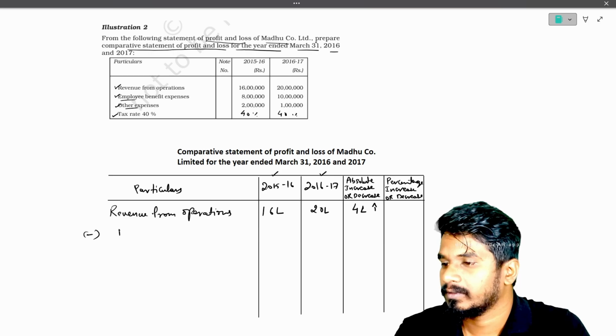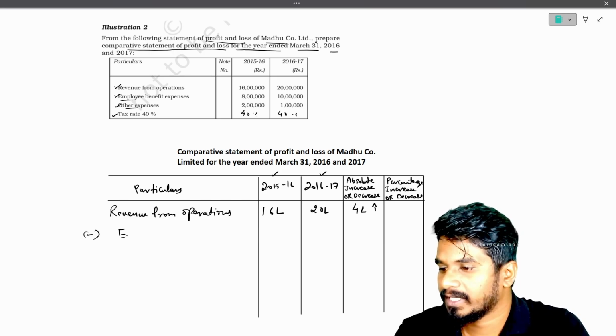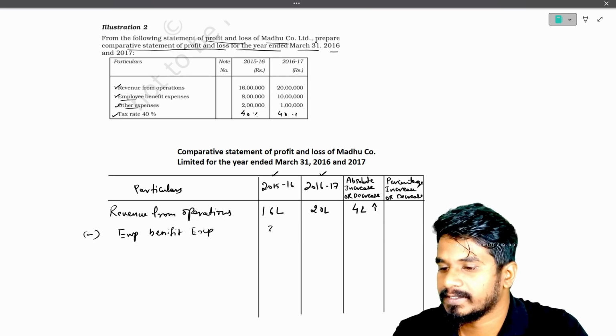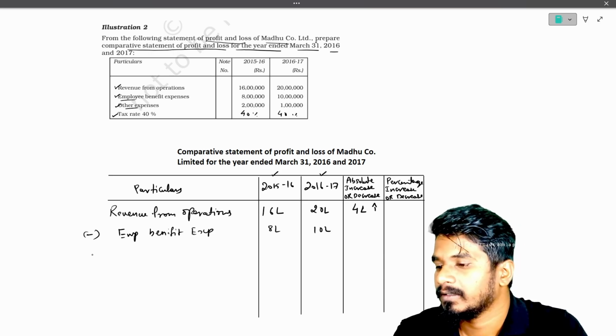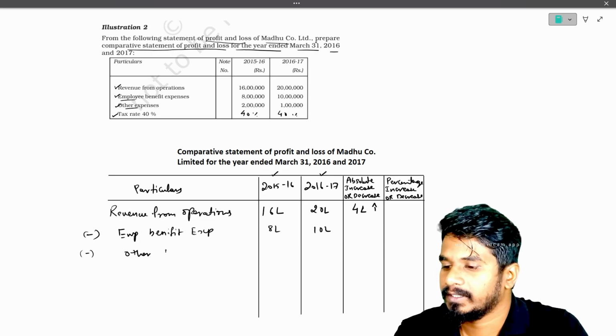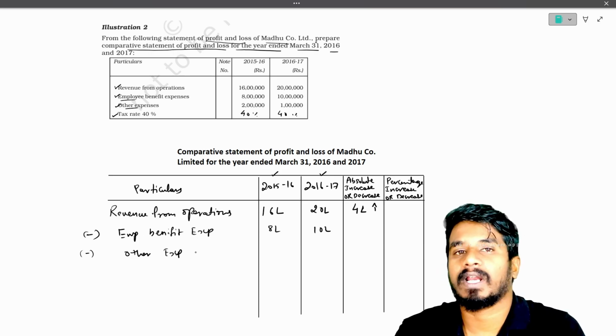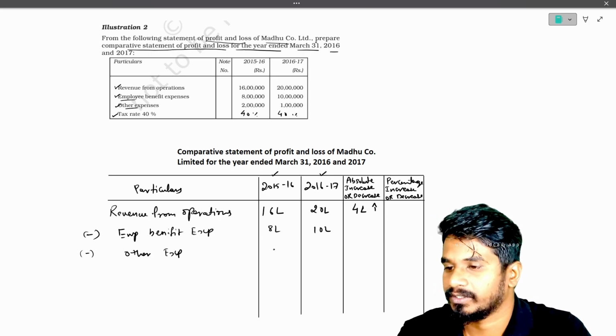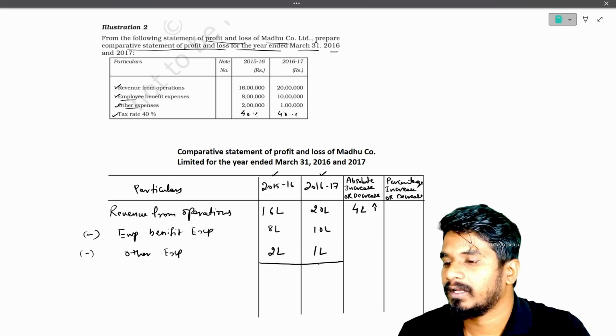So what they have given, employee benefit expenses, and how much is it, 8 lakh and 10 lakh. And they have also given other expenses. Other expenses, you need to write in complete words, so don't use shortcuts in the examination. So other expenses is 2 lakh and another 1 lakh rupees. So if you minus it, you will get total income.